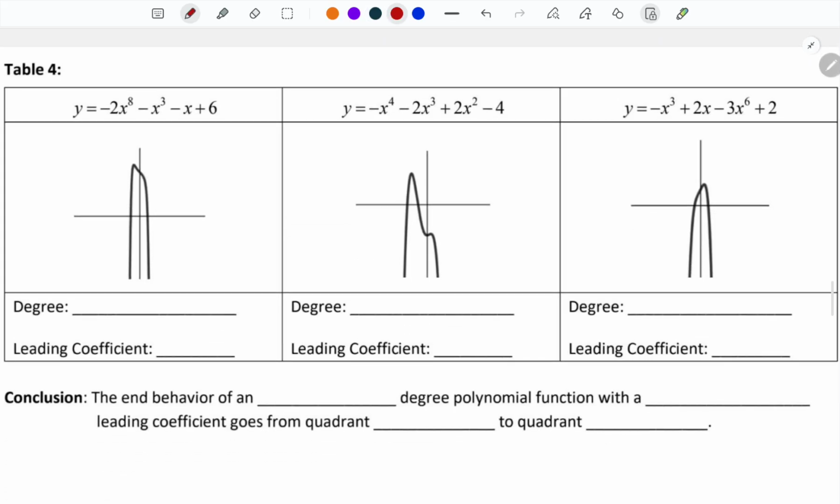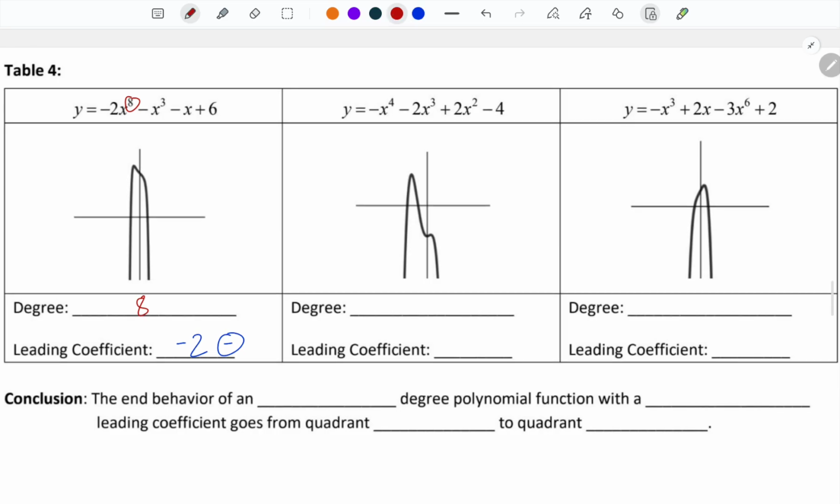Okay, let's continue. So the degree here is going to be 8. Lead coefficient is -2. Negative being the key thing there. Degree in the next one is 4, with a lead coefficient of -1, which is, again, negative is the key thing. And lastly, we have 6 as the degree, and a lead coefficient of, include that sign in front, -3.